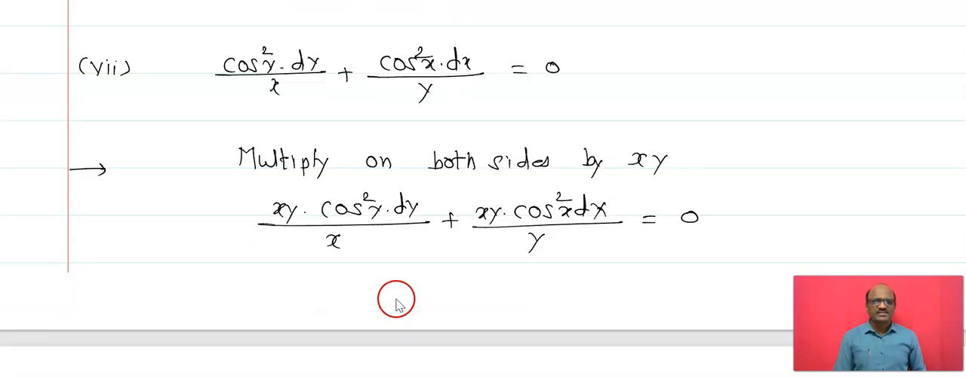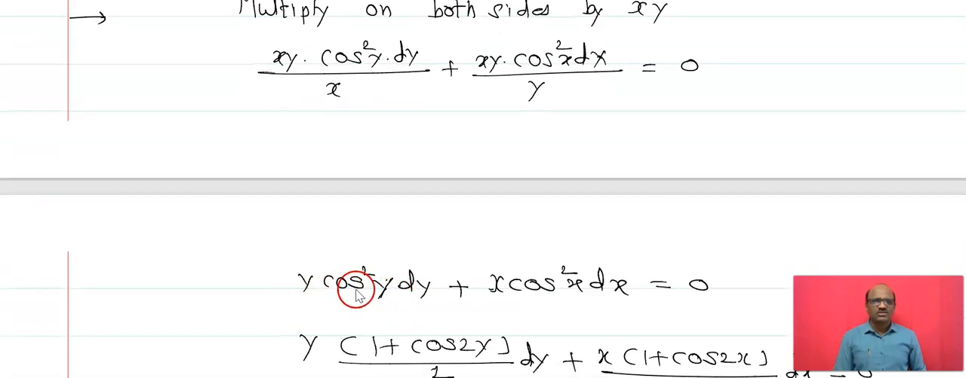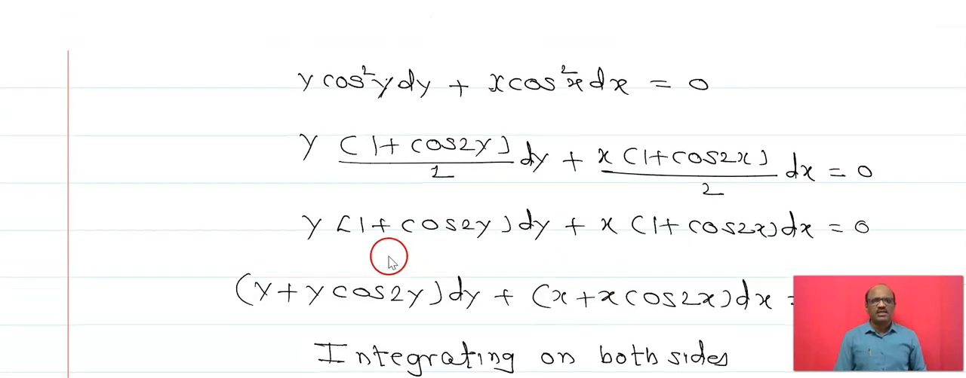Now here x gets cancelled and you will get y cos square y into dy plus x cos square x into dx, that's equal to 0. Now what is the formula for cos square y? It's 1 plus cos of 2y upon 2 into dy plus x into cos square x, 1 plus cos of 2x upon 2 into dx, that's equal to 0.